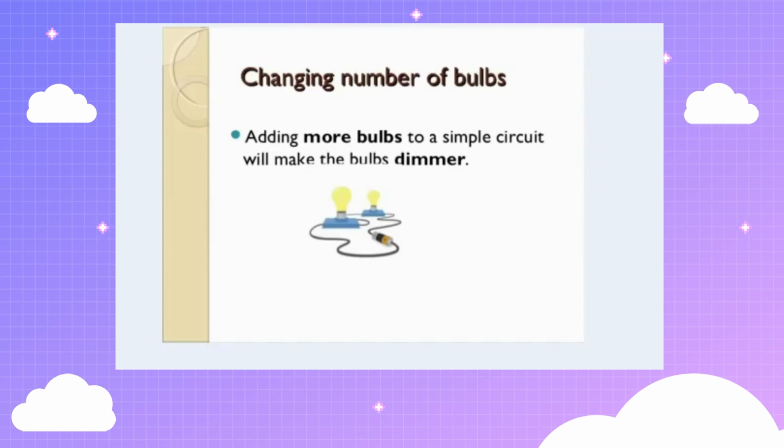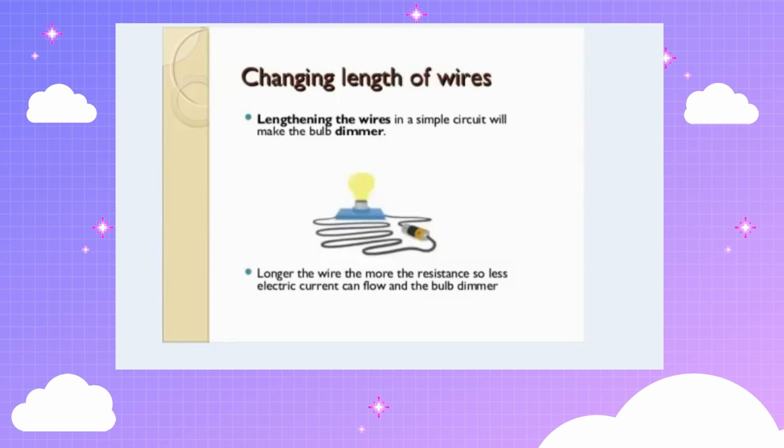So you see, adding more bulbs to a simple circuit will make the bulbs dimmer, as I have explained. Let's move on. Changing the length of the wire.